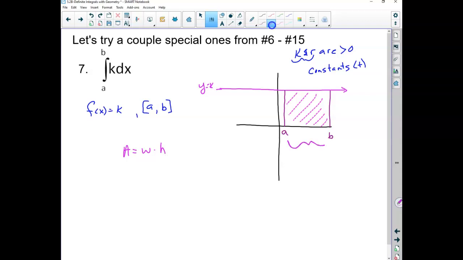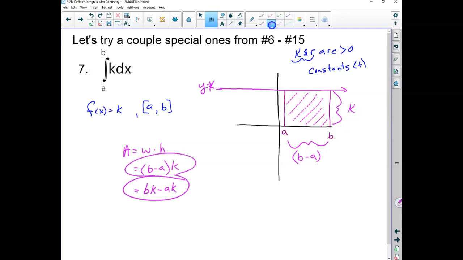So how wide is my rectangle? You know how to find how wide. You're always taking your right endpoint minus your left endpoint. So that thing's B minus A wide. How tall is it? It's going to be K units tall. So my area is going to equal B minus A times K, and if you don't like it that way, you could distribute it and see BK minus AK, and either way your answer would be fine.